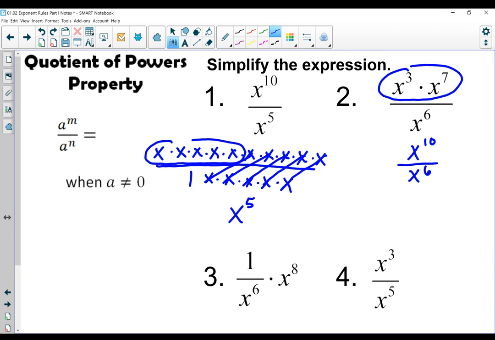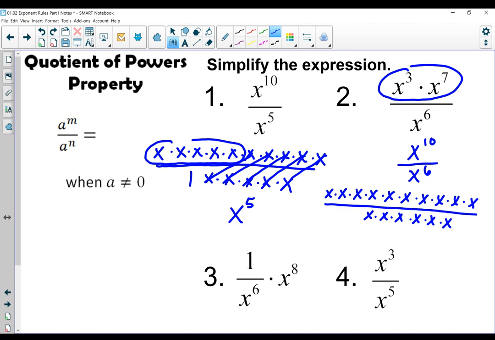So now I need to write all those x's out again. So this should be 10 factors of x. I'm just double checking my counting. I'm dividing by 6 factors. So I can always cross out that lowest number. So I can cross out 6 of them. And every time I cross out an x divided by x, it's just making a 1. X divided by x is equal to 1.